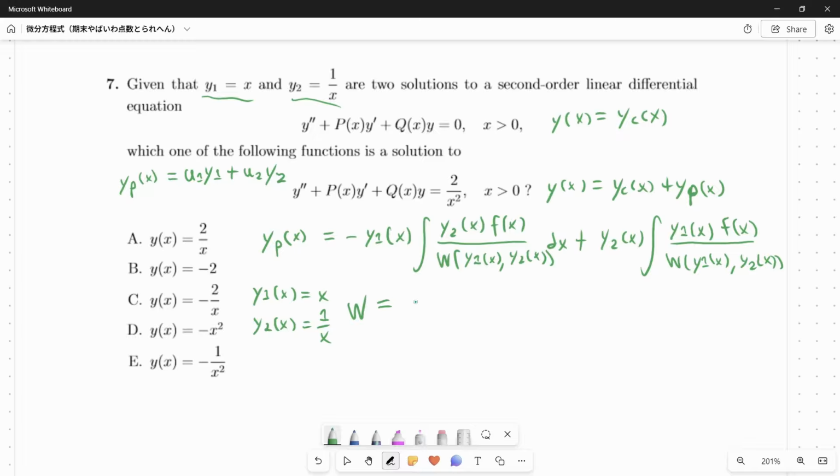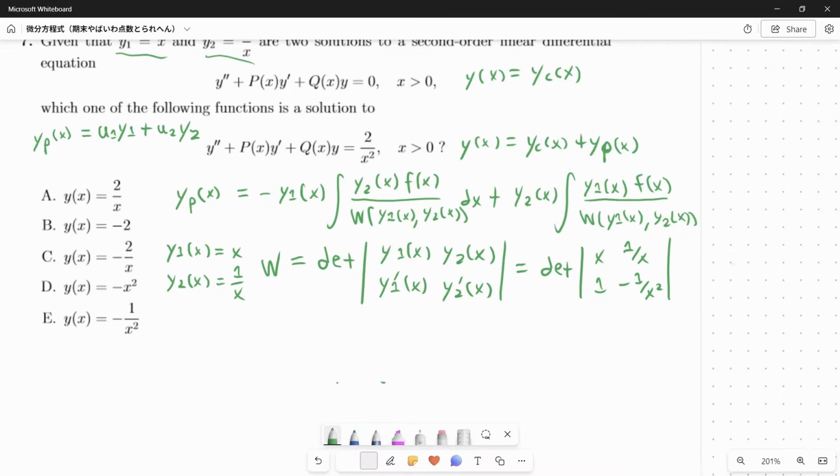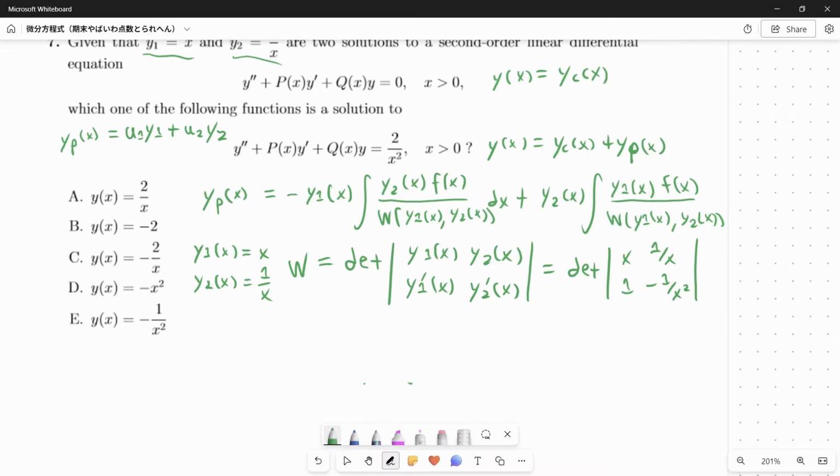So let's say in this case W would be equal to the determinant of y sub 1 of x and y sub 2 of x, and then y sub 1 prime of x and y sub 2 prime of x. Plugging those values in, this would be equal to the determinant of x and then 1 over x and then negative 1 over x squared. Evaluating this determinant, since we're dealing with a 2x2 matrix, that's going to be the top left times the bottom right subtracted from the bottom left times the top right.